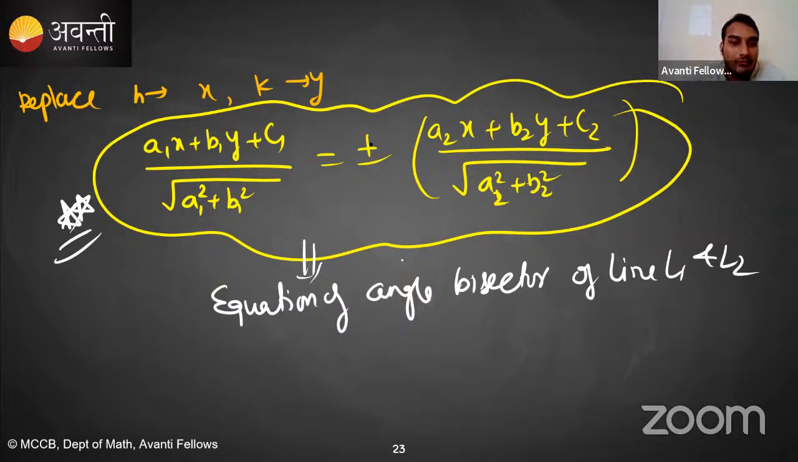So it means if you take the plus sign or the minus sign, one of the signs, let's say the plus sign, may correspond to the acute angle bisector, and the minus sign may correspond to the obtuse angle bisector. Or maybe on taking the positive sign I'm getting the obtuse angle bisector, and on taking the negative sign I'm getting the acute angle bisector. So there can be any of the cases, right?